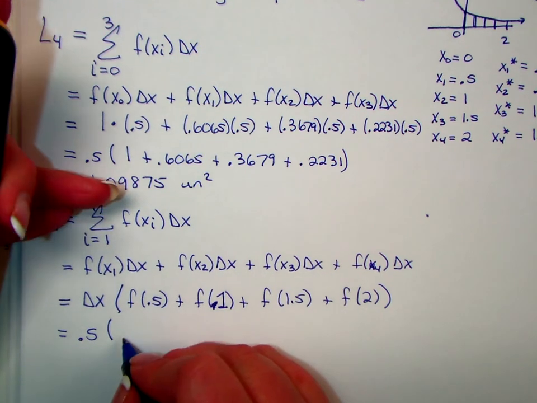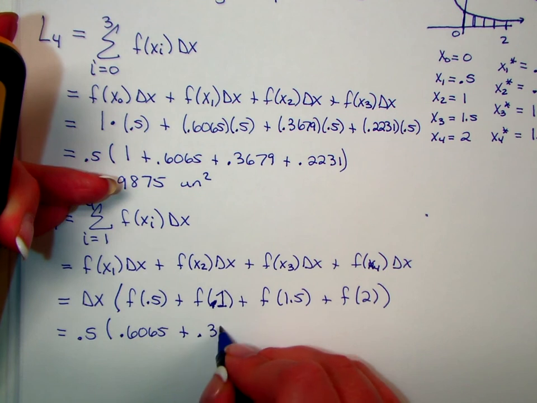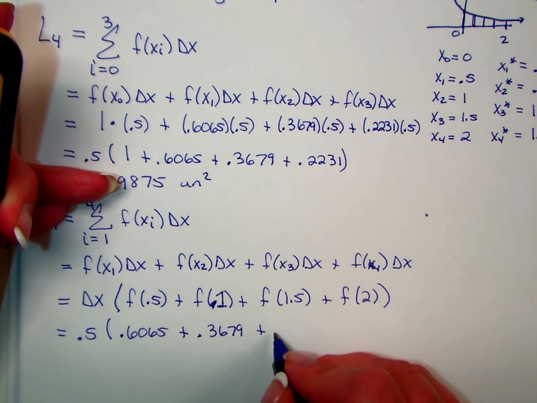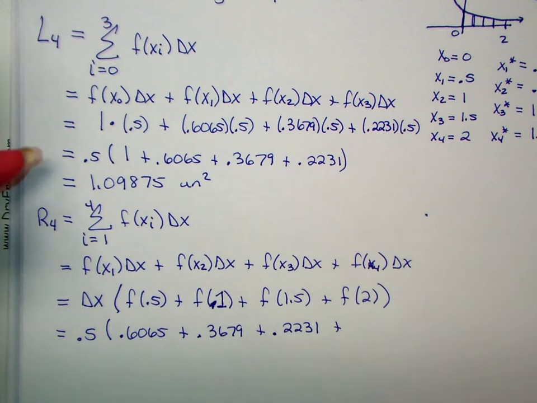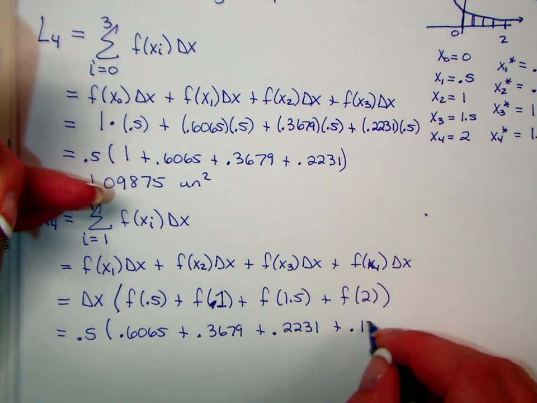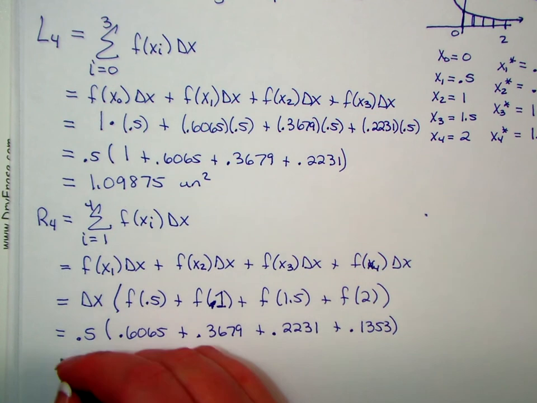f of 0.5 was 0.6065. 1 was 0.3679. 1.5 was 0.2231. And 2 was 0.1353. Okay, so if I add all those up and multiply times 0.5, I got 0.6664.